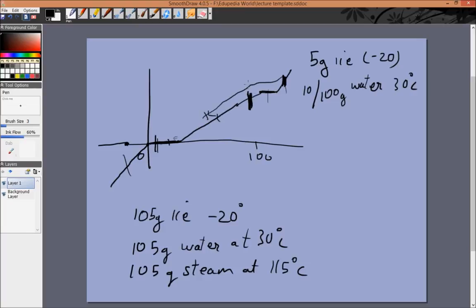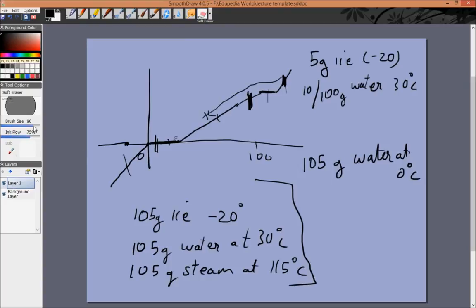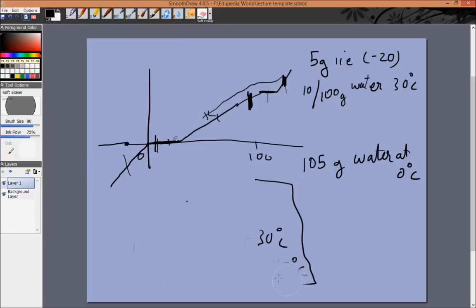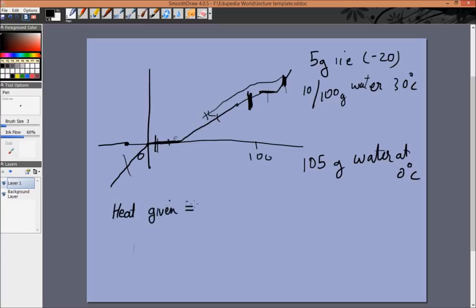Let me make this clearer by solving this. So what I like to choose is something in the middle. So I'll take 105 gram water at 0 degrees centigrade. I'll just convert everything to this, right? So to get 105 gram water at 0 degrees centigrade, the heat given would be, by the way, this is 105 for 105 gram. Then I'll do for 100 and 5 gram.